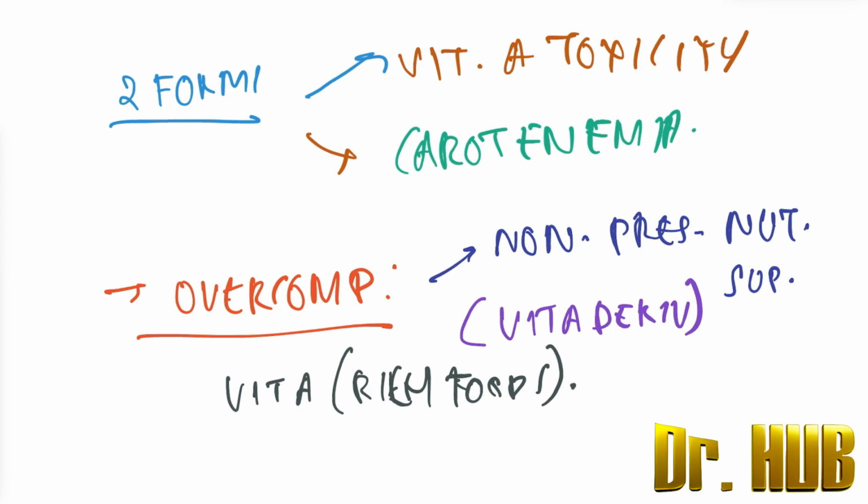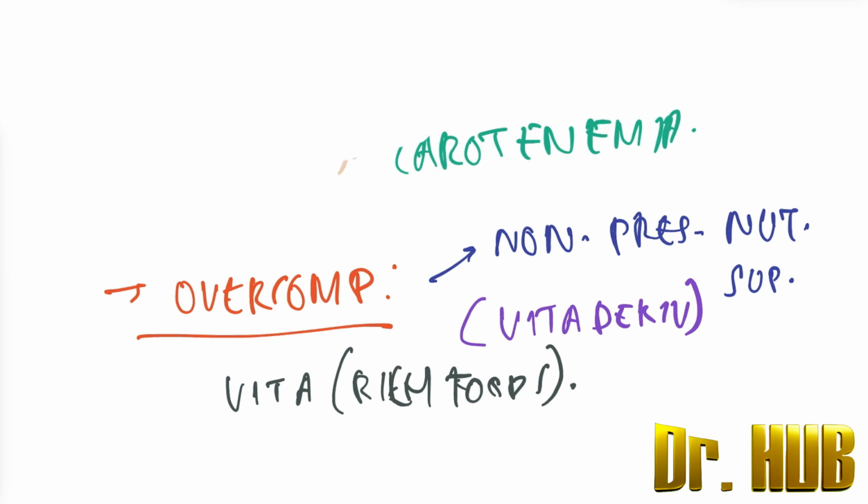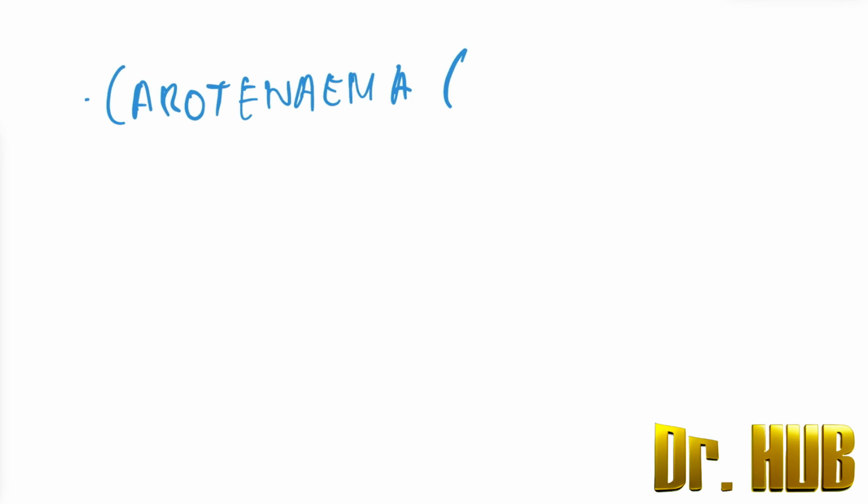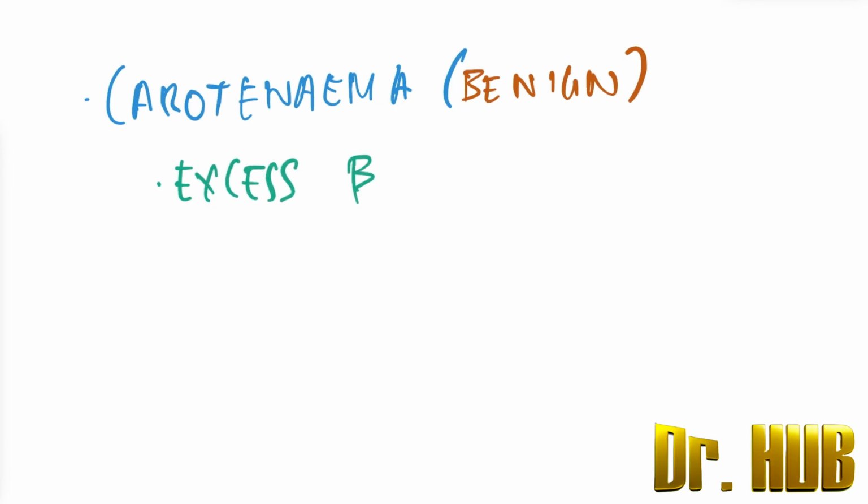Next, let's move on to carotenemia. So what is carotenemia? Carotenemia is a benign disorder, and it is caused by excessive beta carotene intake.